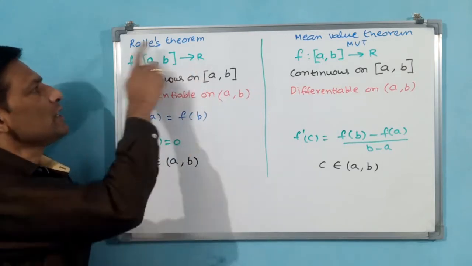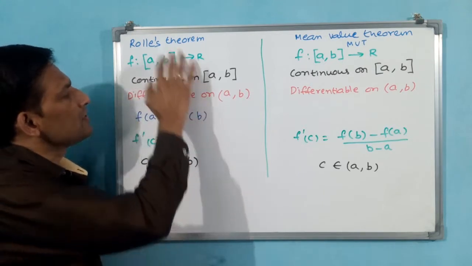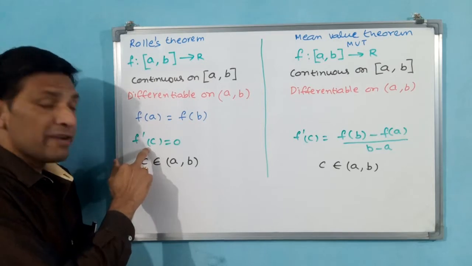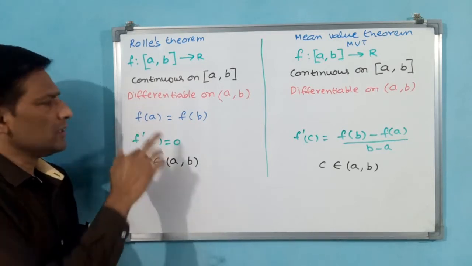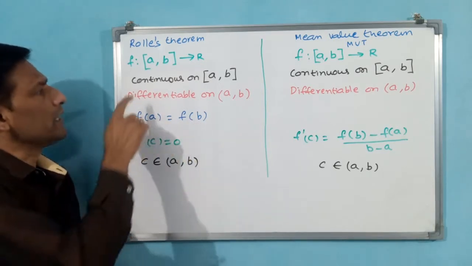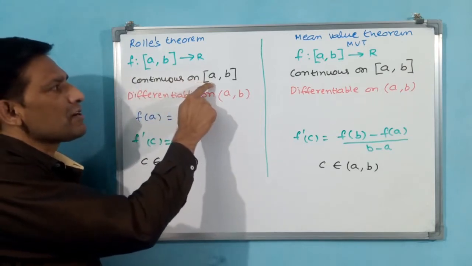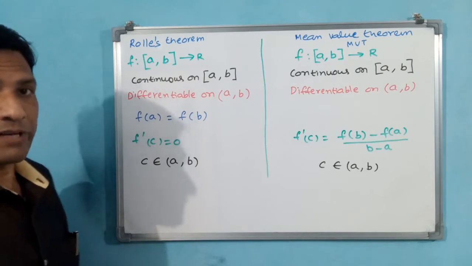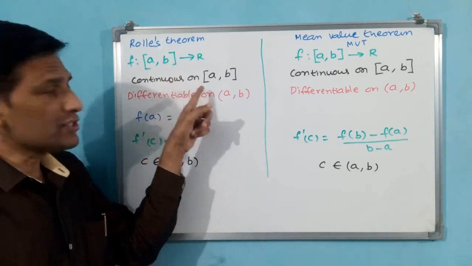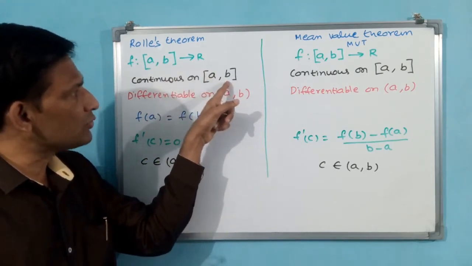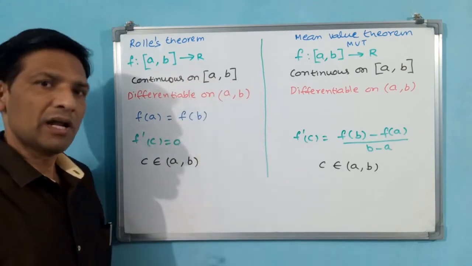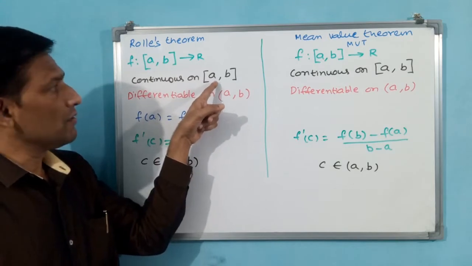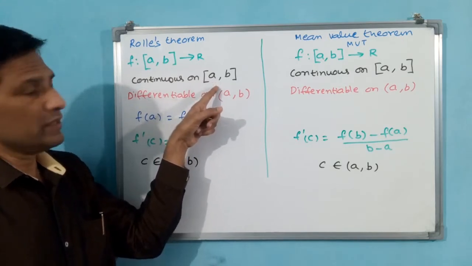Now see, this function is continuous on... See, I am telling all about the function only. Here also function, function, but the derivative of the function, dash means derivative. This function is continuous on [a, b], the closed interval. Closed interval means this function is continuous at a also, at b also, and in between a and b, all.